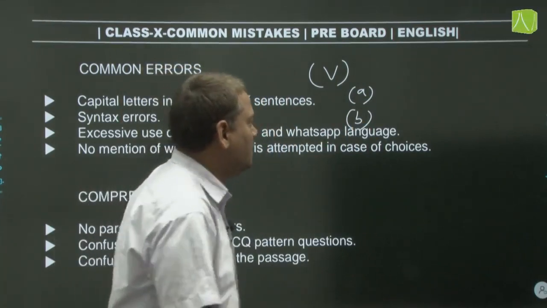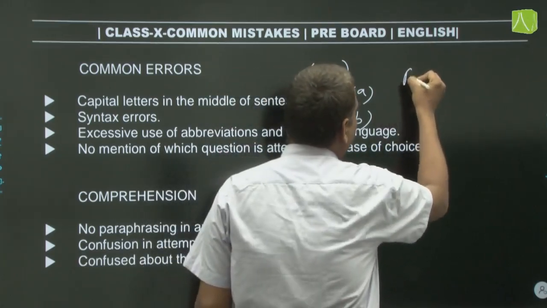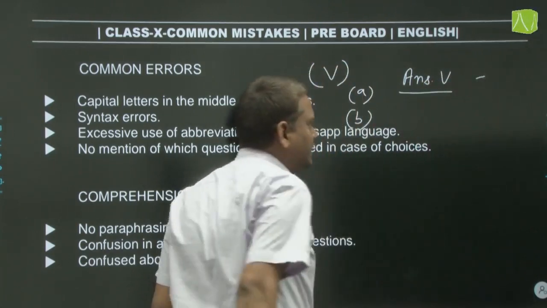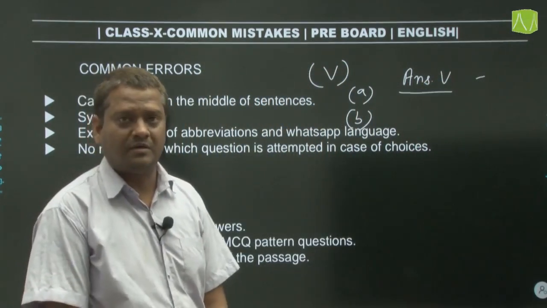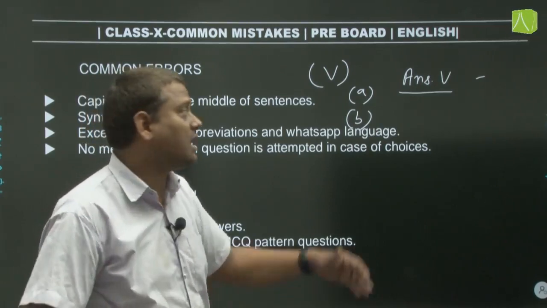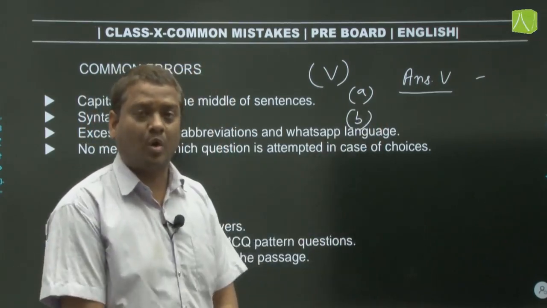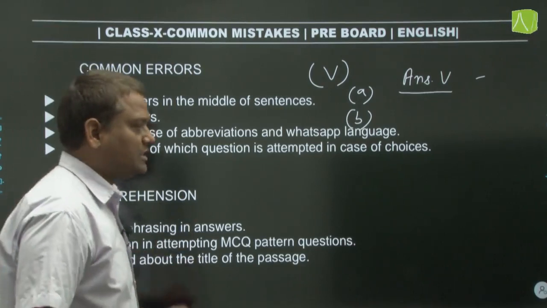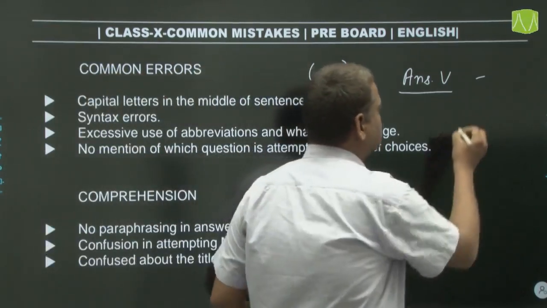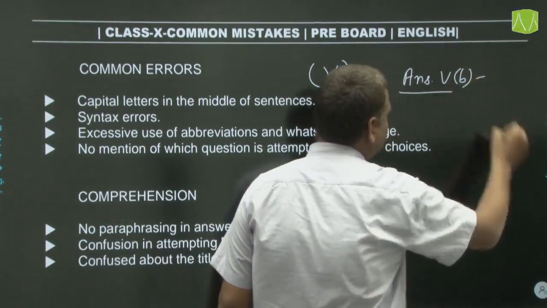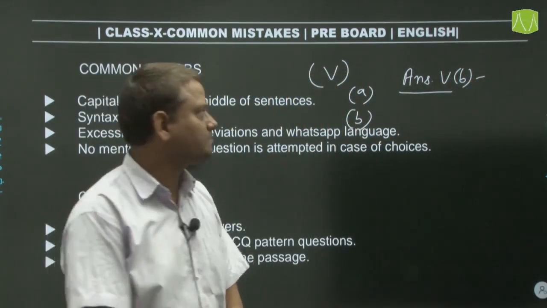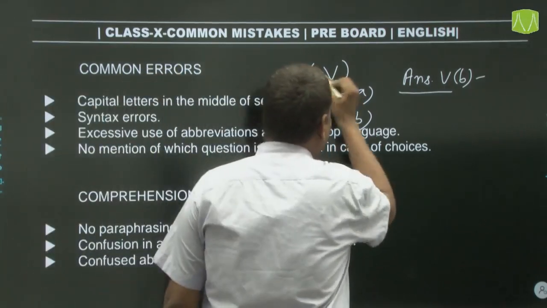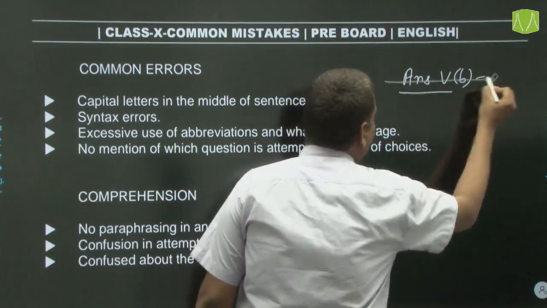What do we do? In our answer sheet, we write answer 5 and we start writing the answer. But how will the examiner come to know whether you are answering question A or question B? So properly mention your full question number, whether you are answering question number 5A or question number 5B. Mark it correctly. So keep all these points in mind as I am telling you.